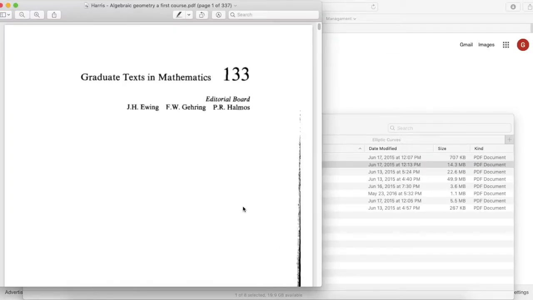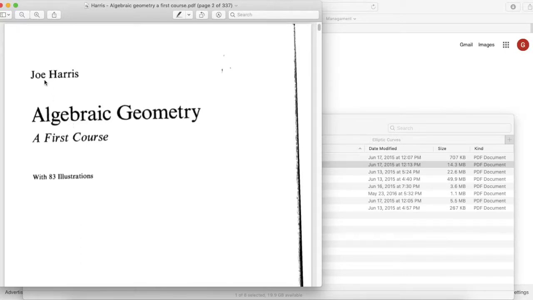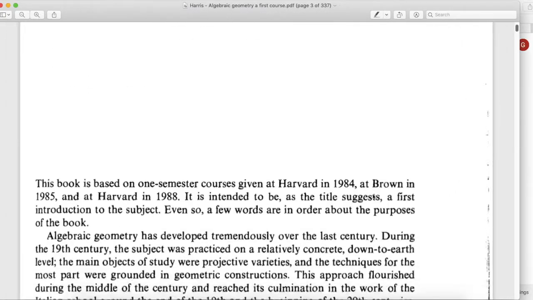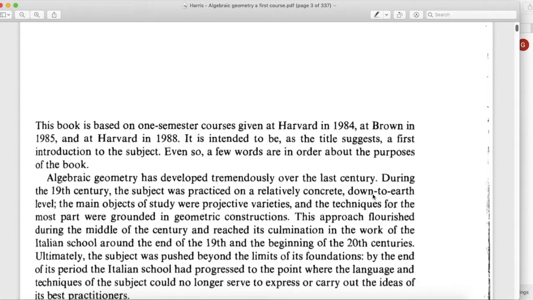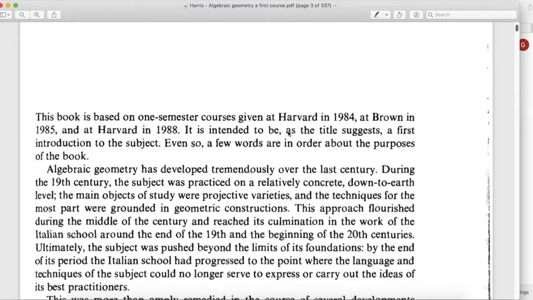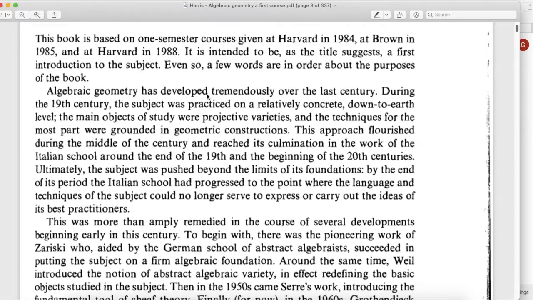The next one is Joe Harris, Algebraic Geometry. These are these good books, these yellow books that I like. I'm sure everyone does. So this book was based on a one-semester course given at Harvard in 1984. It's intended to be a first introduction to the subject. Even so, algebraic geometry has developed tremendously over the last century.